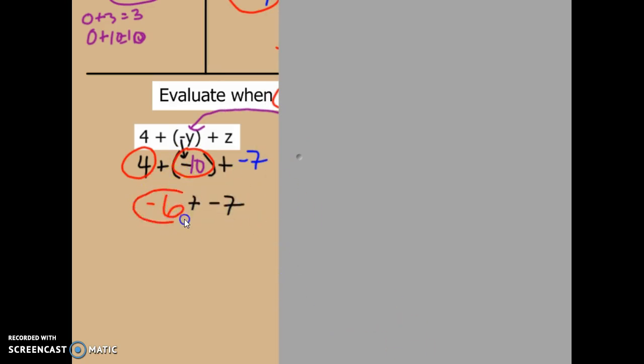So we have negative 6 and negative 7. They're all negatives. Same sign, add and keep. 6 plus 7 should give us 13, but keep the negative sign, negative 13.